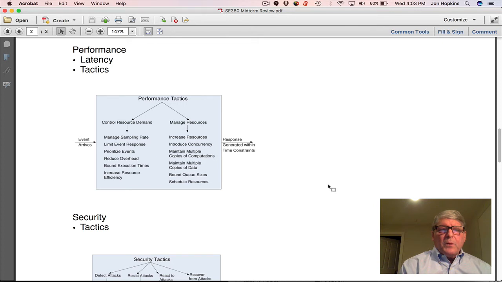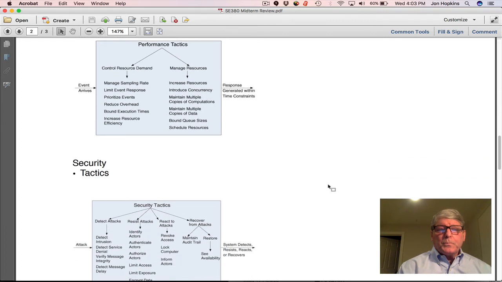If we have multiple copies of our computation, then I can spread out the response. I can also maintain multiple copies of data, that's caching, and that way I don't have to go back to the same resource to get the data all the time. Of course, that only works when the data isn't changing that often. And we saw examples in the Brainy Quotes where it made sense to cache a lot of stuff. A little bit in the montage thing, but not quite as much.